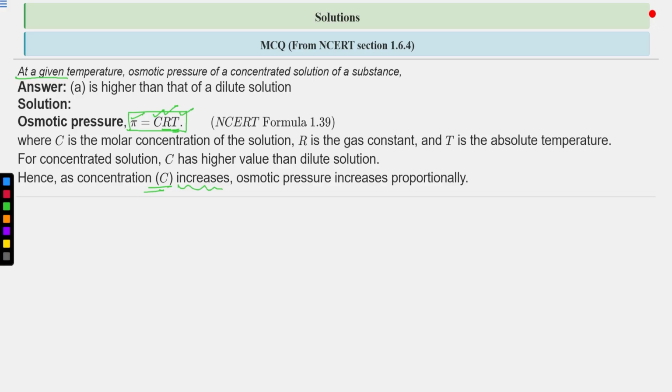So that is why we have the correct answer as option A, that at a given temperature, osmotic pressure of concentrated solution is higher than that of dilute solution. So option A will be the correct answer. Okay, moving on to our next question.